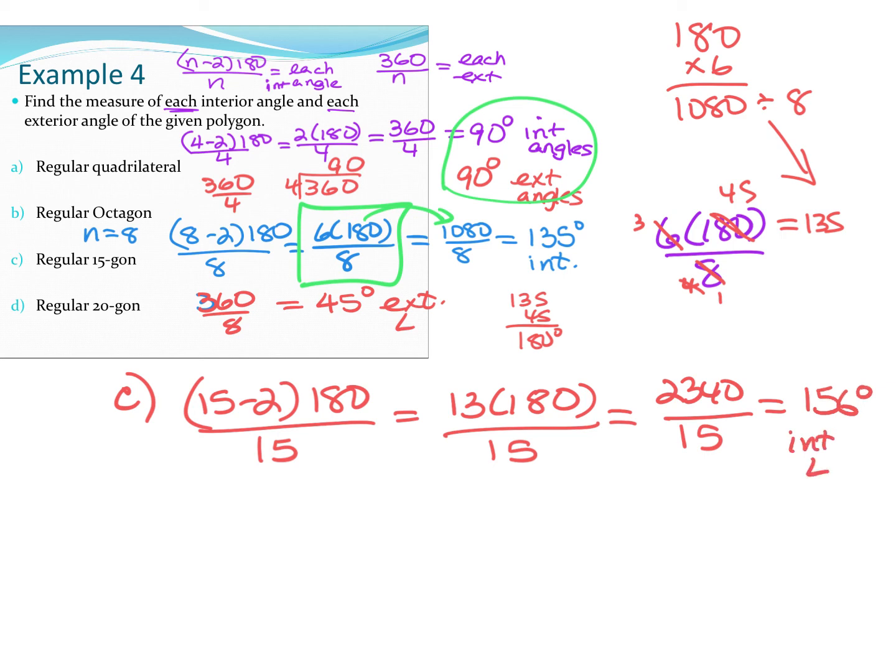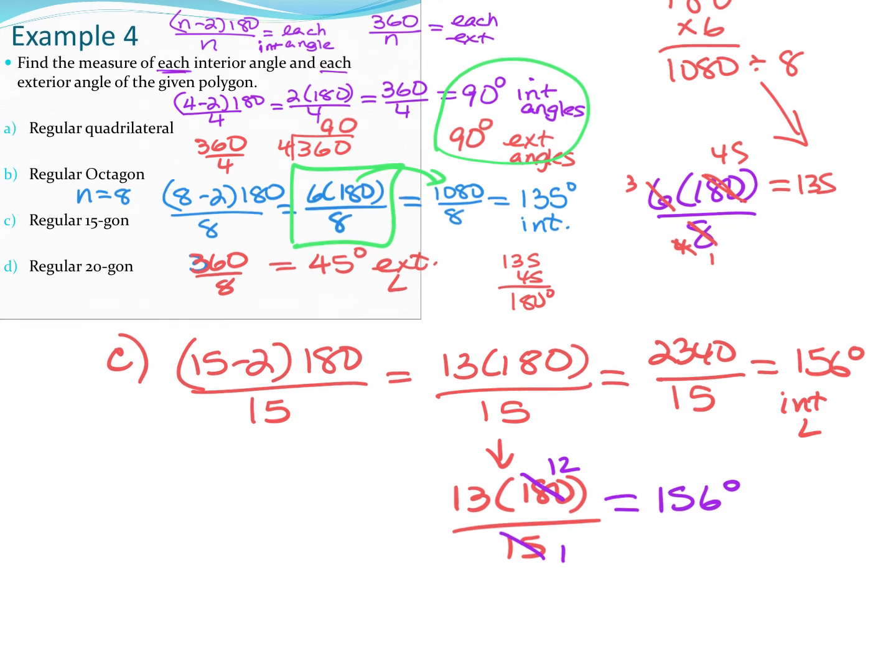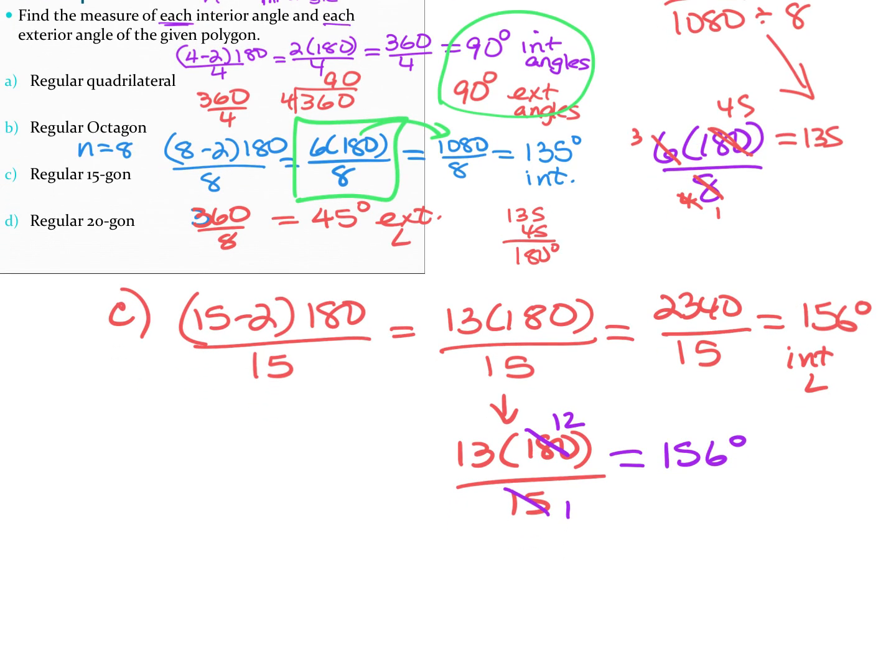Now again, if you want to simplify before you multiply, I could take this same problem, and instead of doing 13 times 180, I could also divide. 15 actually goes into 180 evenly 12 times. And then I'm just left multiplying 13 times 12, which also gives me 156. So whatever little tricks you want to do here, you can do things like that. For the exterior angle, we're going to do 360 divided by 15, and that's going to give me 24.